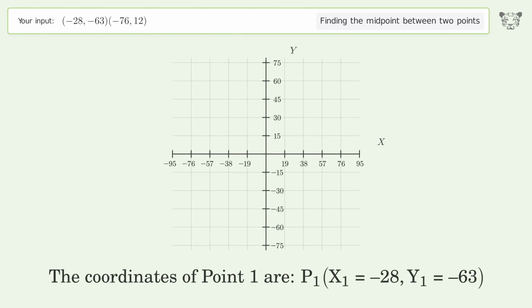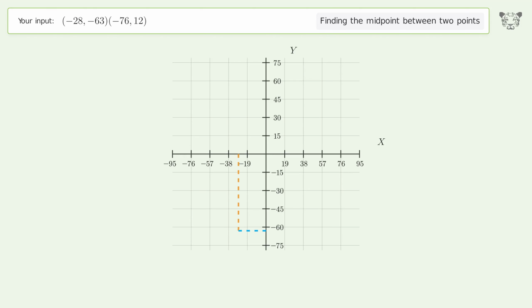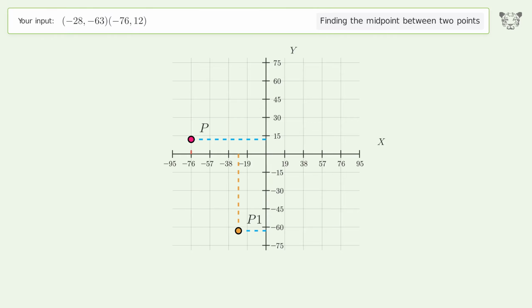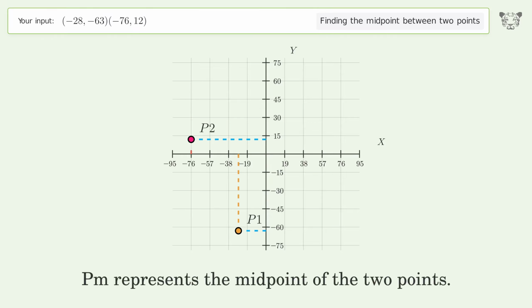The coordinates of point 1 are, x1 equals -28, y1 equals -63. The coordinates of point 2 are, x2 equals -76, y2 equals 12. PM represents the midpoint of the 2 points.